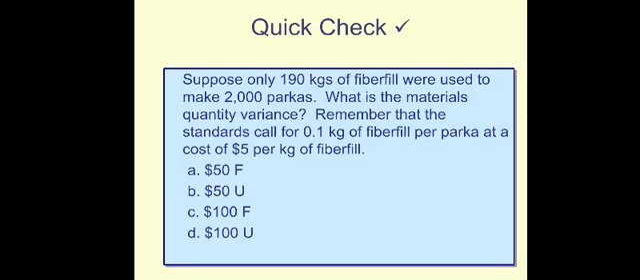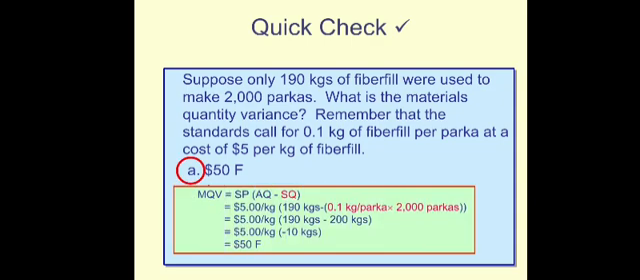Think about this example. Suppose only 190 kilograms of fiber fills were used to make 2000 parkas. What is the material quantity variance? Remember that the standard cost is 0.1 kilogram of fiber fill per parka at a cost of $5 per kilogram of fiber fill. So now the question changed the actual kilogram. So let's see. Okay, now if the data has changed, you have to recalculate the variance.